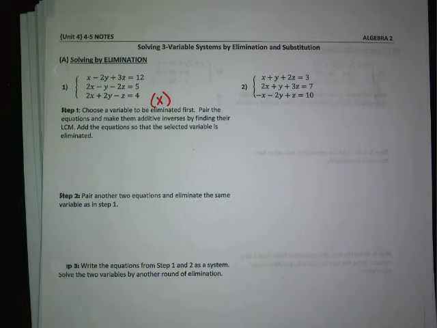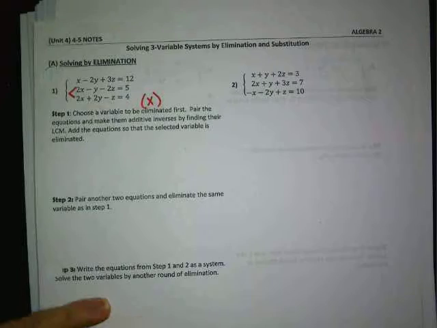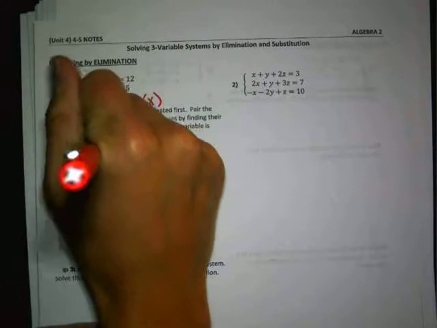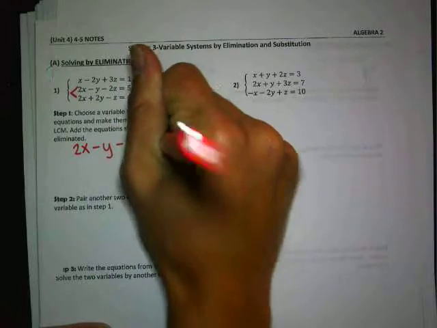It says pair the equations and make them additive inverses by finding their least common multiple. Add the equations so that the selected variable is eliminated. So, from these 3 equations, we are going to take 2 of them and pair them up. So which 2 do you want to pair up? Okay, the 2 x's. So we're going to take the second and the third one, and we're going to pair them up. And for this, you could always use any 2 you want.